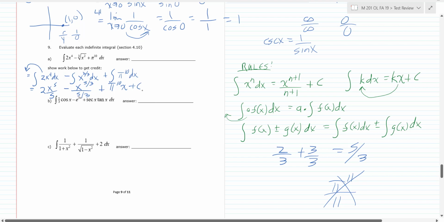So then all we have to do is clean this up. We're going to write our answer as 2/5 x to the 5th. Then you're dividing by 5/3. Dividing by 5/3 is the same as multiplying by the reciprocal.